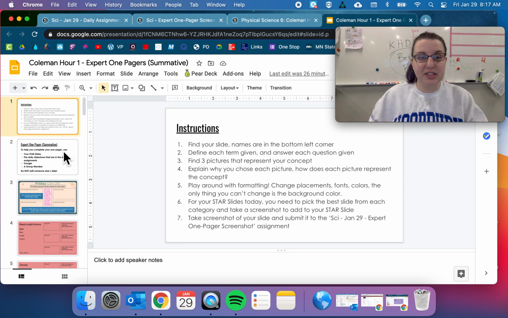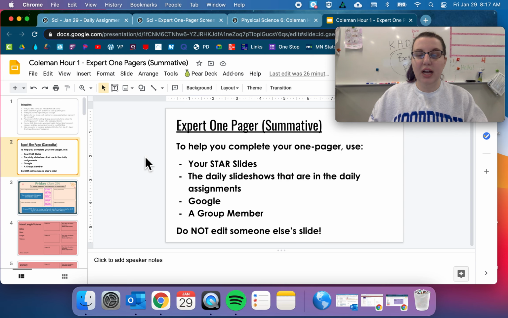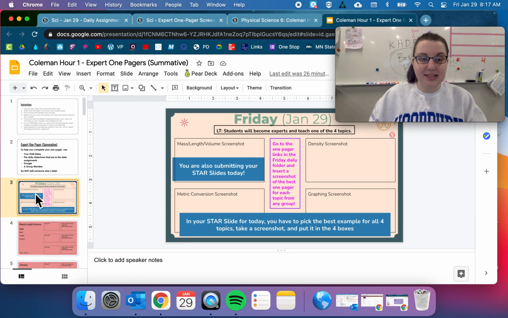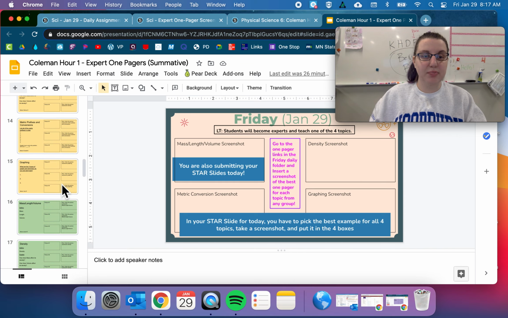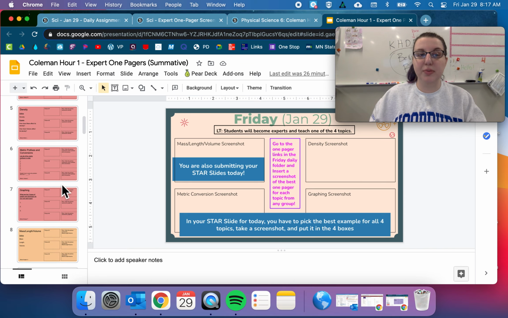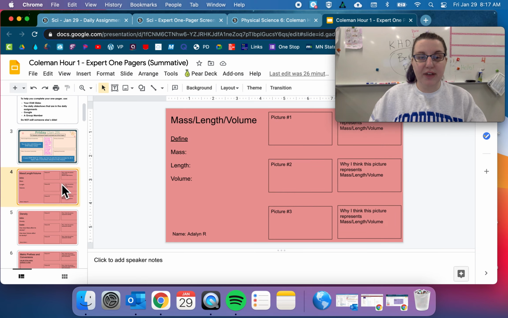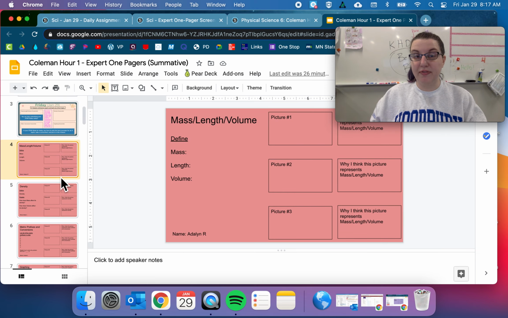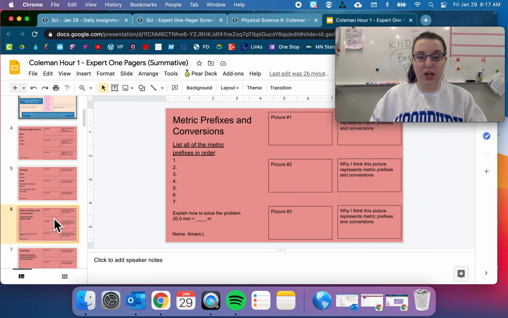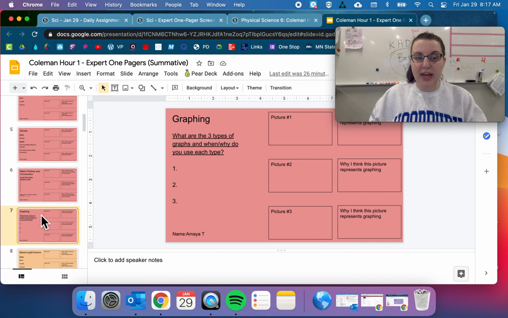We have the instructions here again. To help you complete your one-pager, you can use your star slides, the daily slideshows that are in the daily assignments, Google, and a group member, and please do not edit anyone else's slide. Another reminder of what you're doing for your star slides today, and then you'll notice that we have this beautiful rainbow of slides broken into groups of four. And so you're going to find your slide. They're alphabetical by first name, so you'll see that these are all of the A's. So go ahead, alphabetical by first name, find your slide.